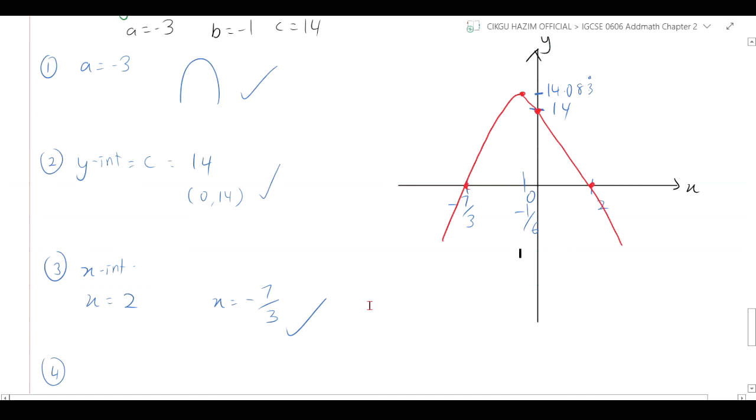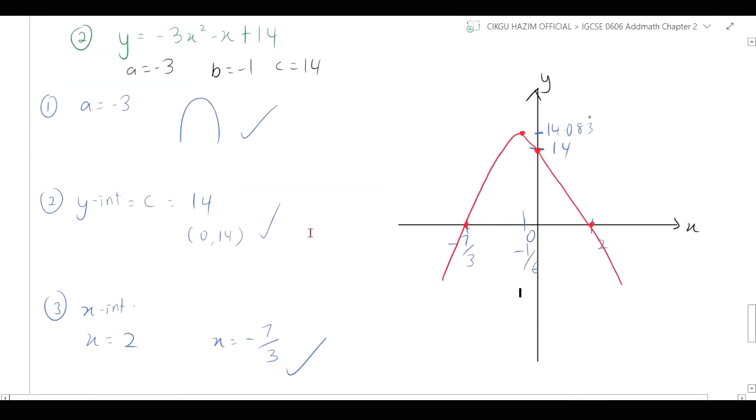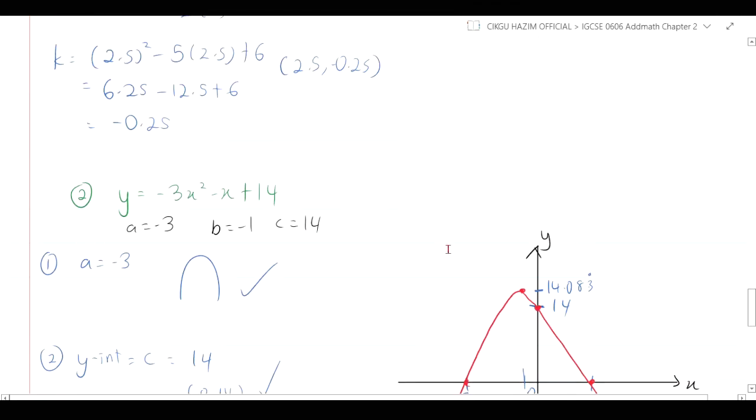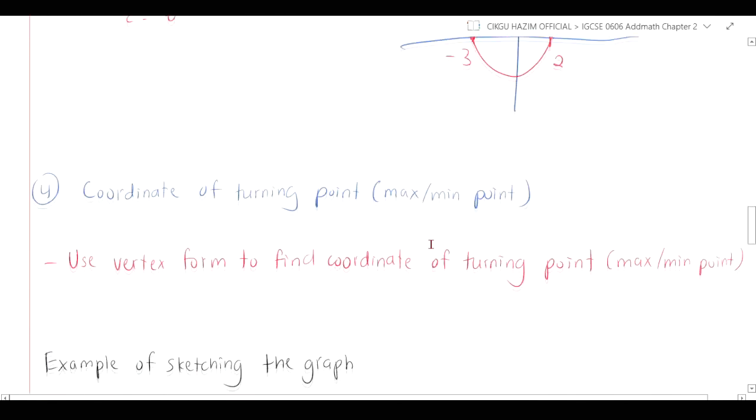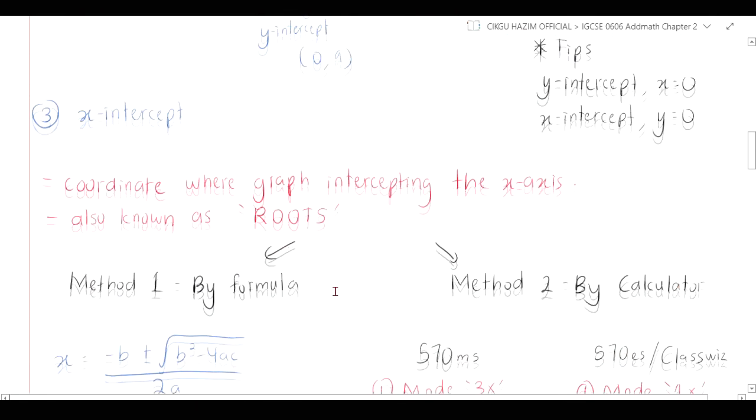So that's how we do this question, and that's how we sketch the graph. I really hope that this video can make you understand better.